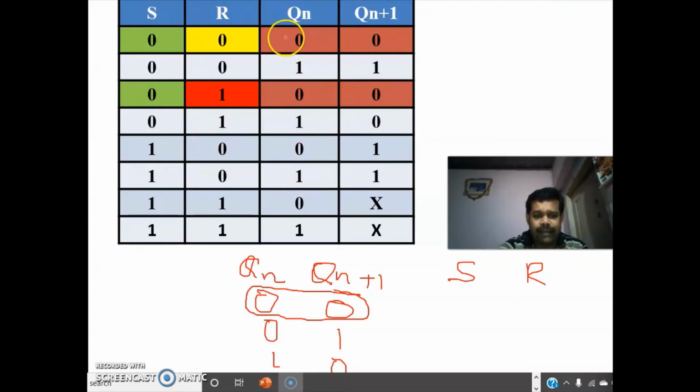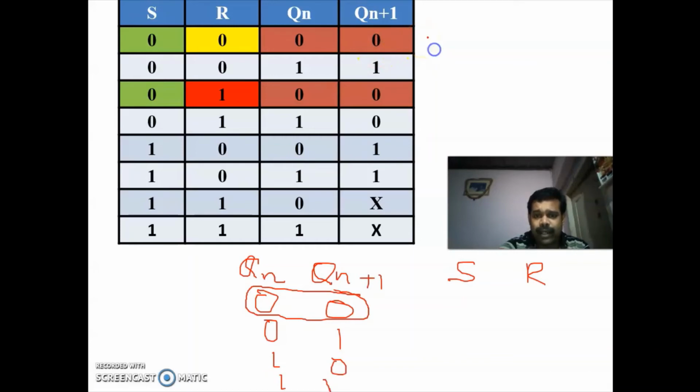our SR flip flop. So from the SR flip flop, we have to check which are the places we are having present state and next state as 0. So we are having present state and next state 0 in 2 places. Then we have to check in both the places what is the value of S. In both the places the value of S is 0, that is in green. So the value of R is 0 in one place and 1 in one place, so we have to put X. So this is the first one.